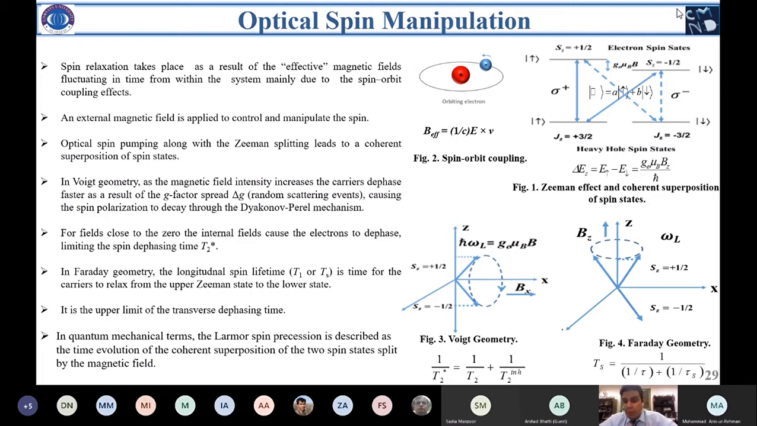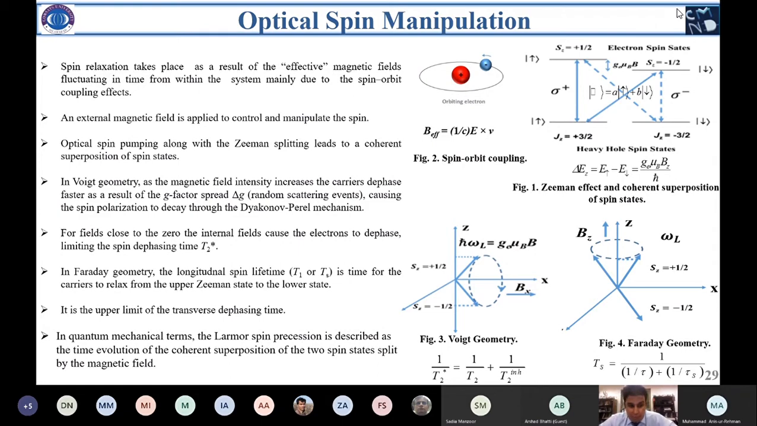So Larmor precession, yes, I forgot it. This dotted line shows the Larmor precession that takes place due to the magnetic field. Zeeman splitting is considered to be the quantum mechanical case of Larmor precession. They're considered to be the quantum mechanical and the classical analogs of each other.